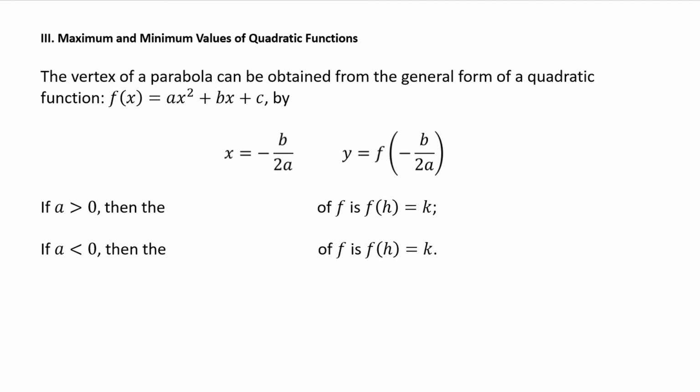If a is positive, remember that means that the parabola opens upward, then the most extreme point of the graph is the minimum value, and it is denoted as f of h equals k. If a is negative, then the parabola is upside down, and so the most extreme point of the graph is the maximum value of the graph, and f of h equals k gives you that value.